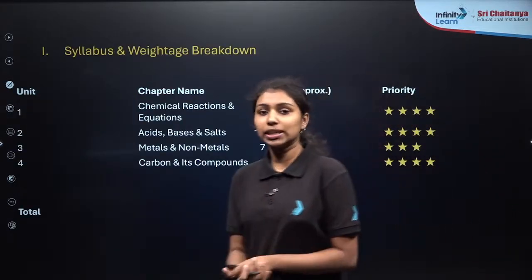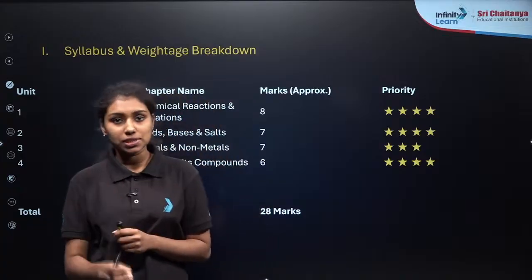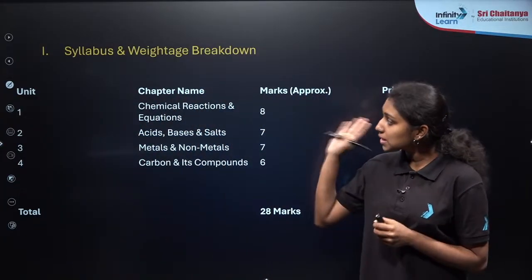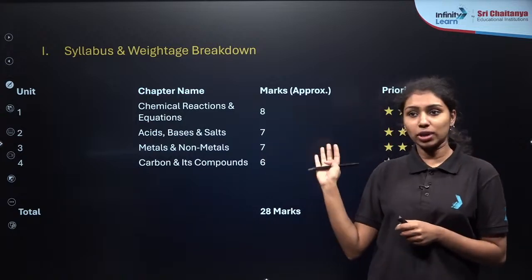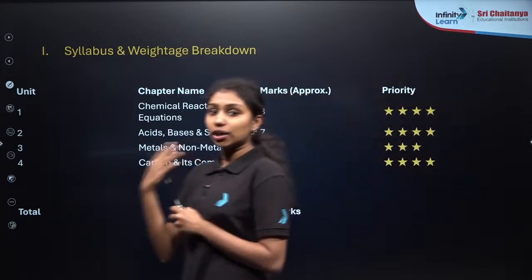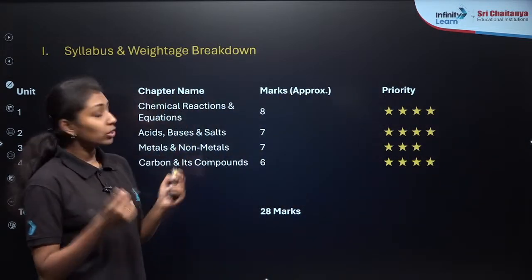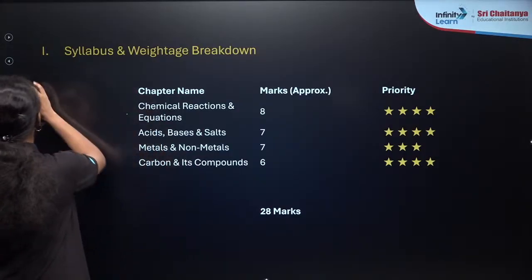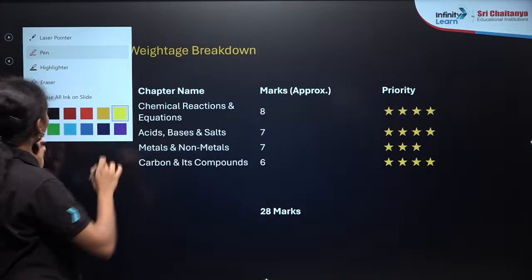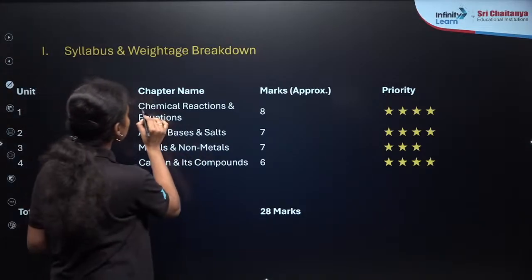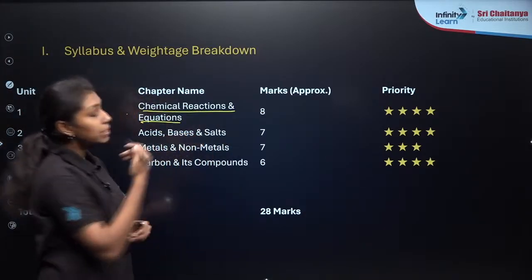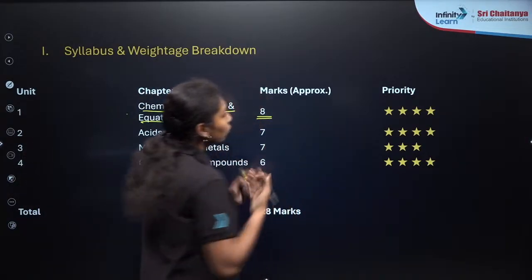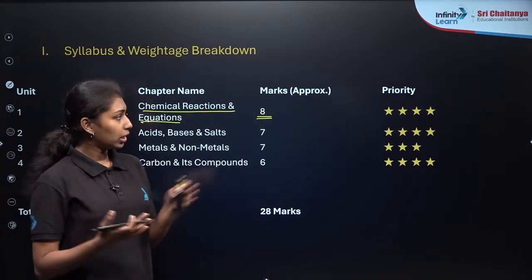As we already know, in the CBSE examination, chemistry has 4 different chapters. We have already completed all the chapters. So we will be starting from the syllabus and the weightage breakdown here. From the previous year questions, we can identify that all the chapters, including the first chapter, chemical reactions and equations, right? This is our first unit, chemical reactions and equations. You can expect approximately 8 marks of questions from the first chapter. It is a high priority topic here.